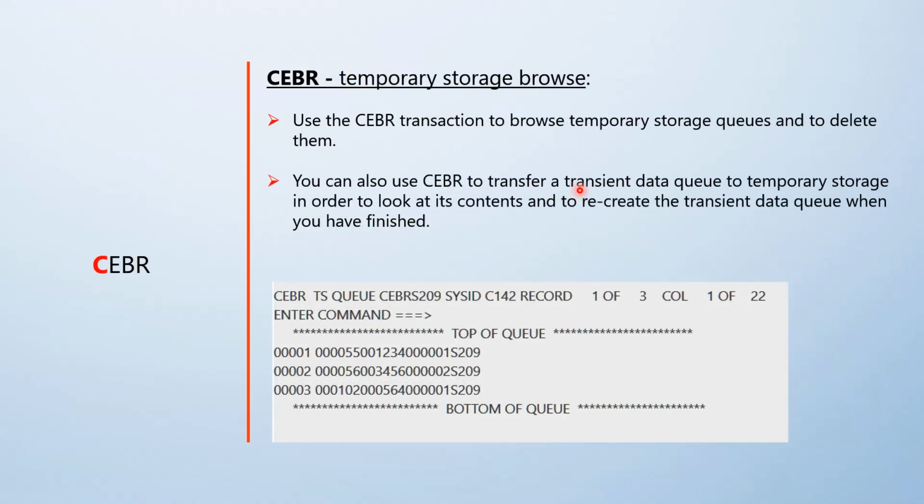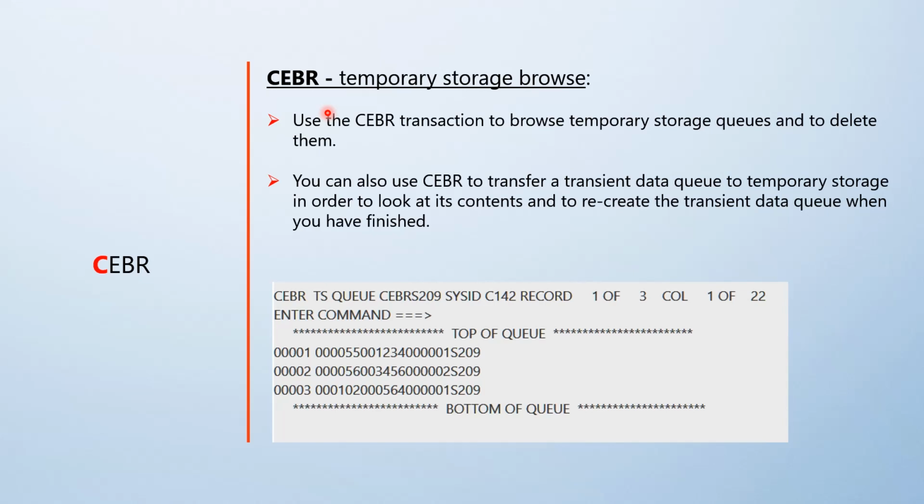Yeah, there's one more transaction CICS provides, that is CEBR, which is especially used to browse the queues. Okay, the main purpose of CEBR is to browse TSQs, but there's an indirect way through which you can browse the TDQs as well. Okay, you just try to copy the content of a TDQ into a TSQ, read it, and if you still need the data inside that TDQ, you can again recreate the TDQ, because TDQs, once read, they are gone.